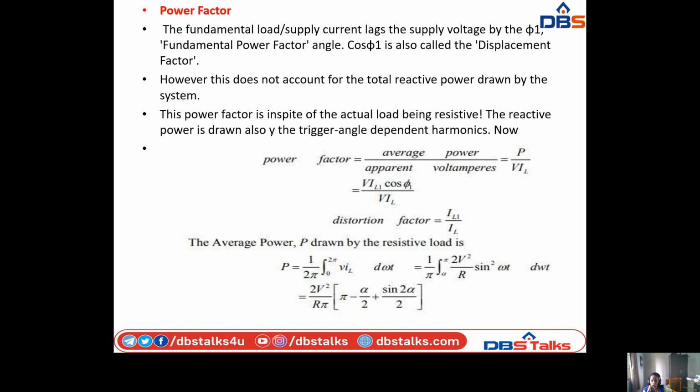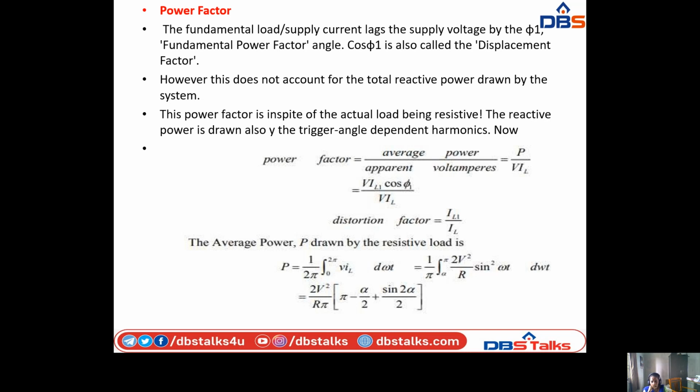Now, power factor equals average power by apparent power. Apparent power is calculated in volt amps. So average power P by volt ampere V into IL. Here average power equals V into IL1 into cos phi 1, and the distortion factor D equals IL1 by IL.